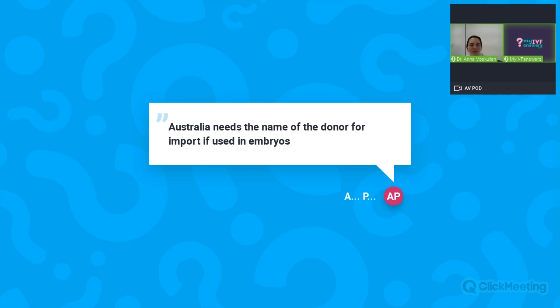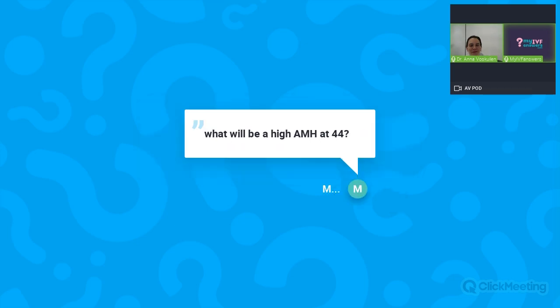Okay. If you can have a look at this. So what will be a high AMH at 44?